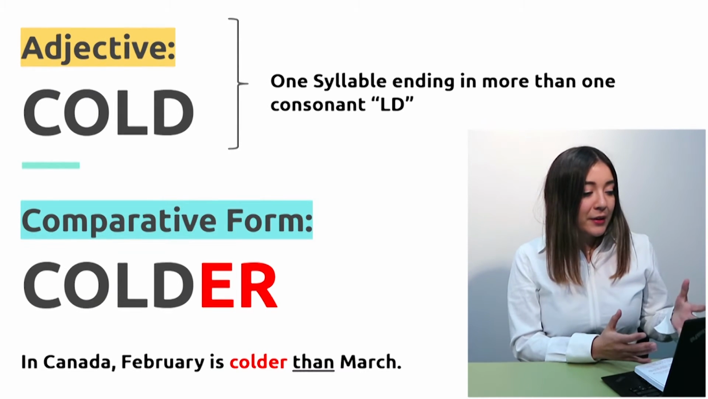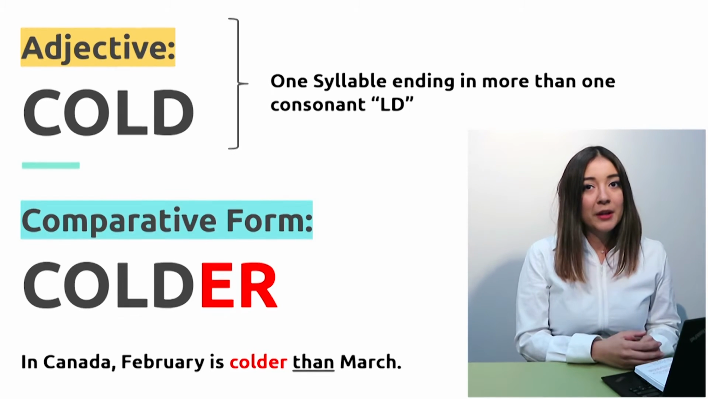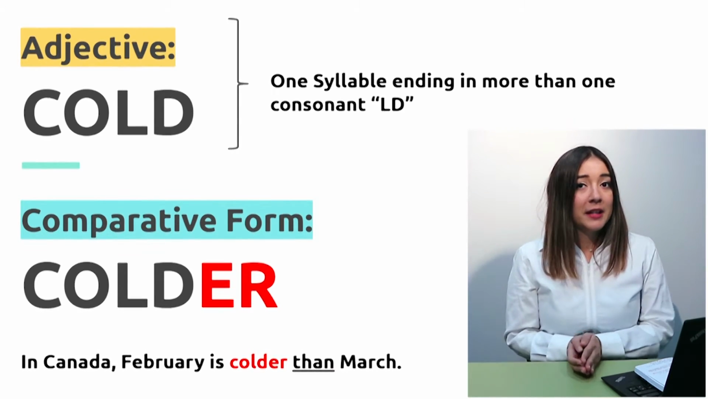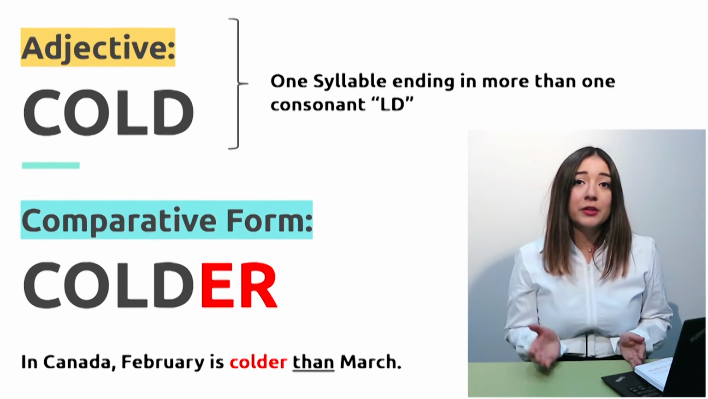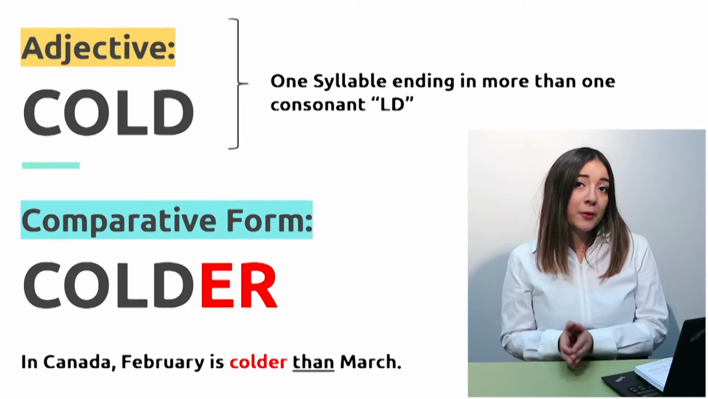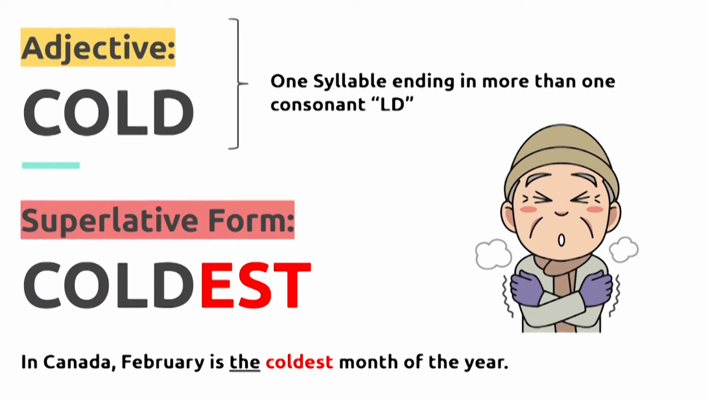Another example of this would be cold. In Canada, February is colder than March. I'm comparing the temperature in February to the temperature in March. So in Canada, February is colder than March. At the same time, if I want to know what the coldest month is, February is the coldest month of the year. It gets really cold in February.